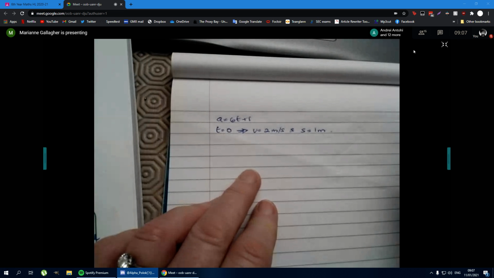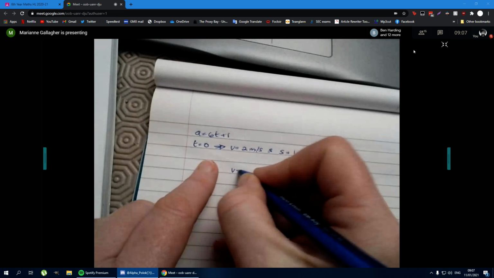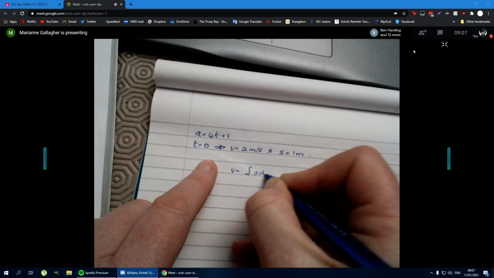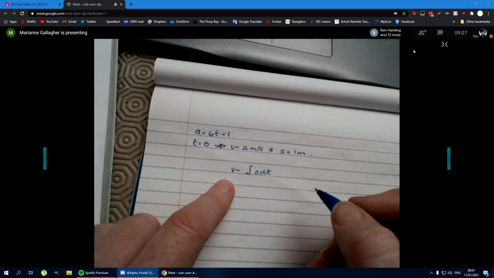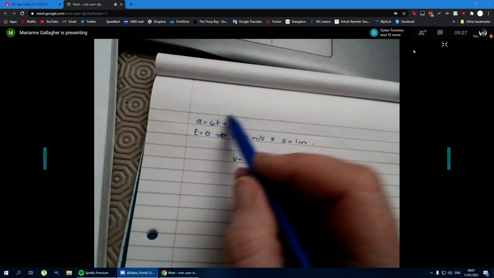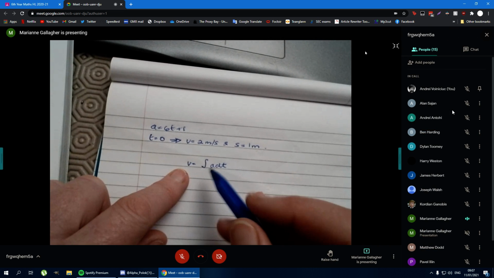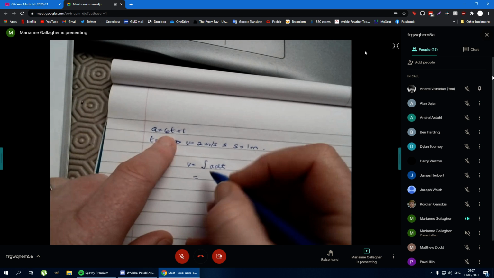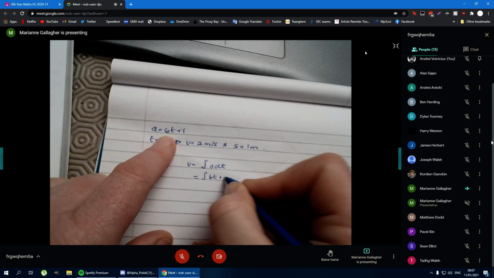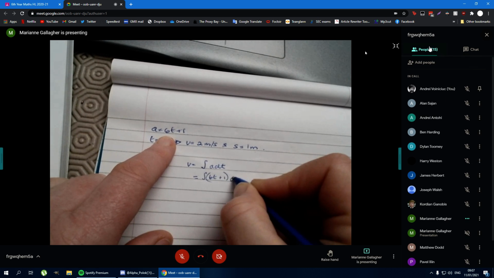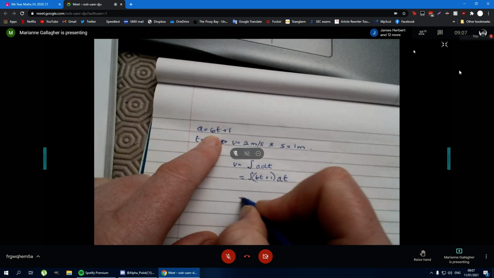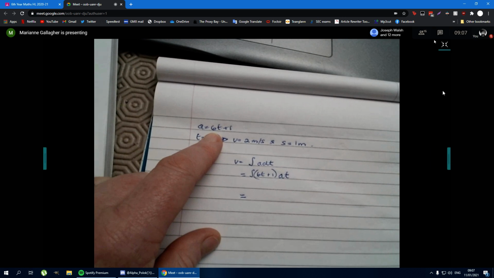Next thing is to write down whatever formula I know. And I know that v is equal to the integral of a dt. Okay, that's the formula I'm going to use. So if you're doing an exam question, you make sure you know what your variables are, then write down whatever formula you're going to use. And now we can sub in for a, which is 6t plus 1, dt. Okay, so when I integrate that, what have we got?